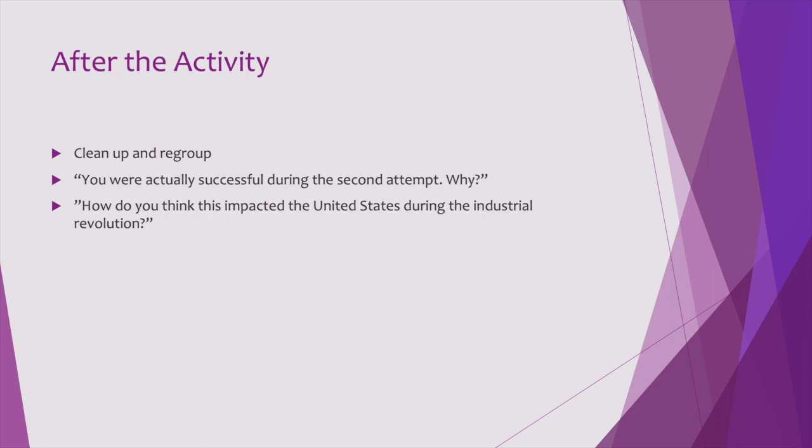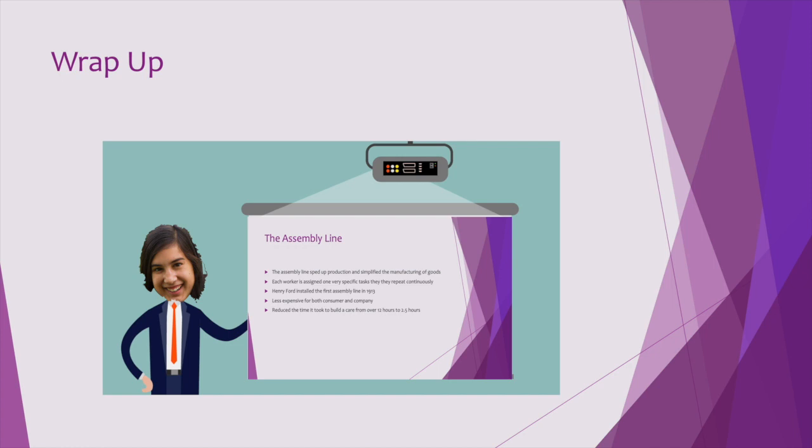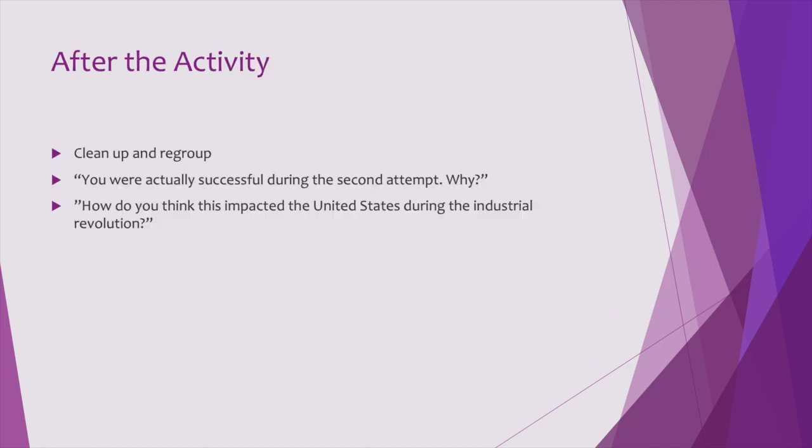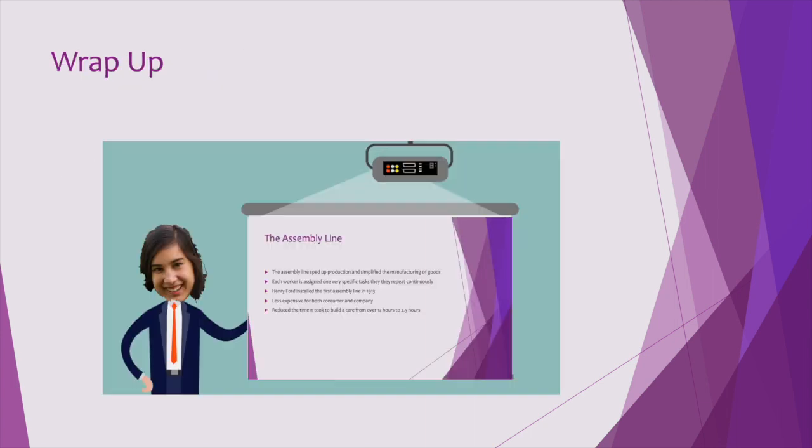After the students and I clean up the area, I will have them return to their seats and will end with a short lecture on the assembly line. Before I give the lecture, though, I will first ask them a couple questions on the activity. I will ask them questions like, why were you successful the second time around, and how do you think this sort of setup affected the United States during the Industrial Revolution?